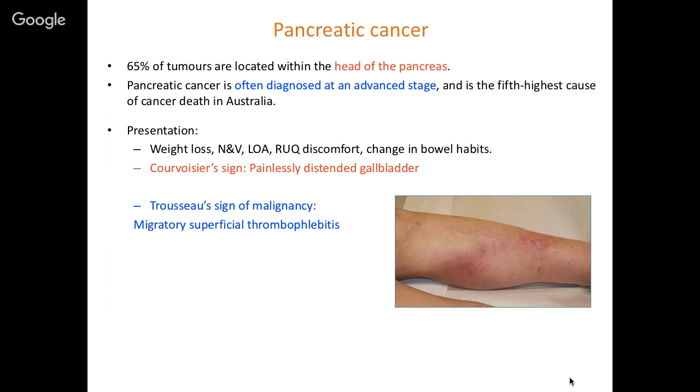No one believed him, and then one day he himself actually developed this migratory superficial thrombophlebitis. And he says, I will die of pancreatic cancer. Of course, he actually did die of pancreatic cancer, and then everyone believed him. So there you go. That's a little story behind that.